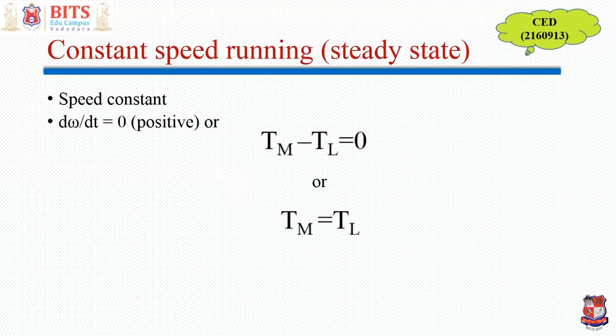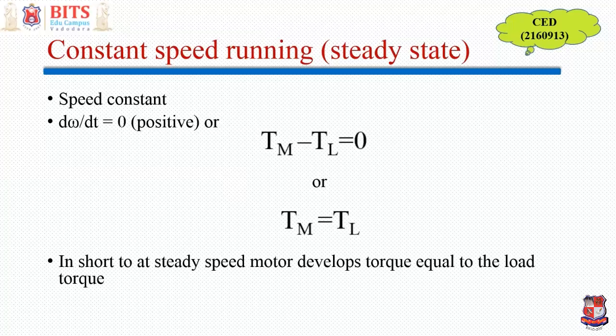This is a landmark statement, very useful to understand: at steady state, in equilibrium, the motor always produces torque which is equal to the load torque. So if load increases, motor torque increases. If load decreases, motor torque decreases. But how much torque does the motor develop? It always develops torque equal to the load torque in steady state, right?